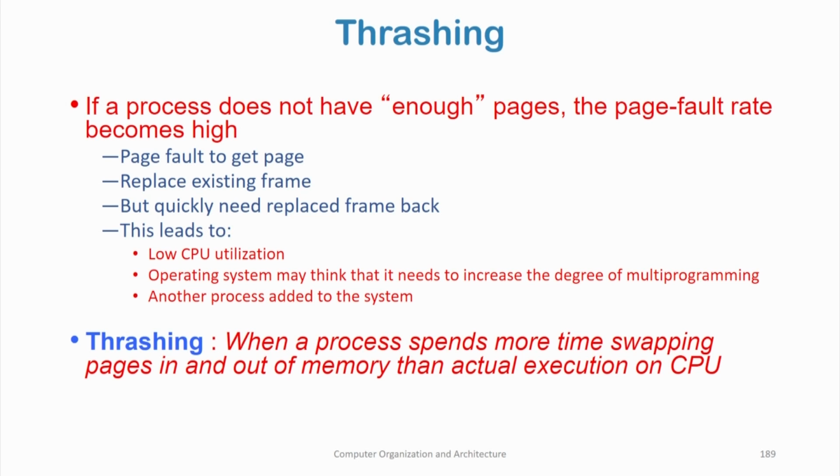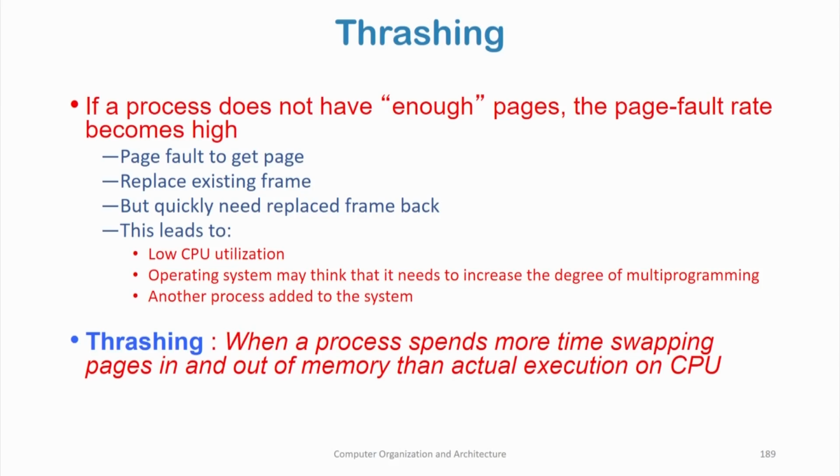What do we mean by does not have enough pages? In the frames that are allocated to it, sufficient frames are not allocated for its active pages to be in memory. That is why we are saying that the process does not have enough pages in memory. If it cannot keep all its active pages in memory, then the process will frequently page fault. A page that it requires is not there in main memory, and therefore it has to be brought from secondary memory.